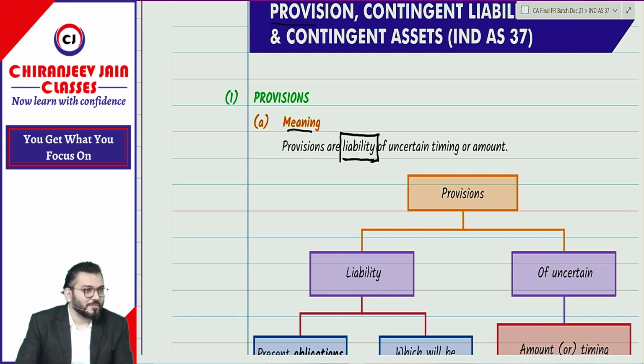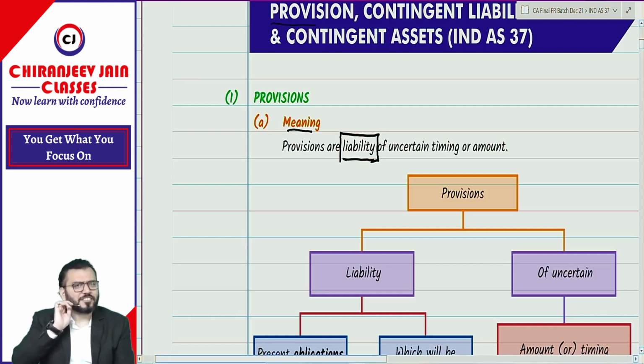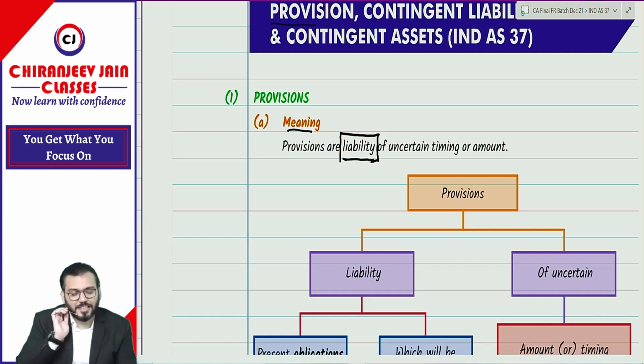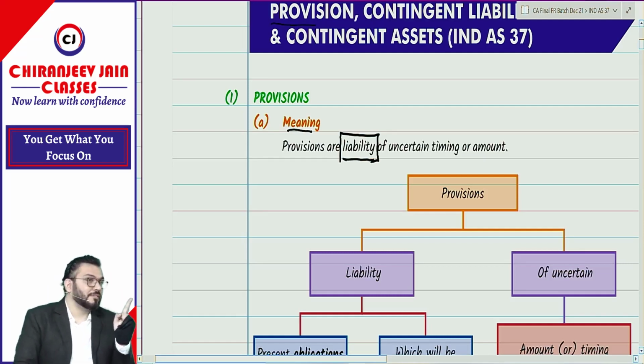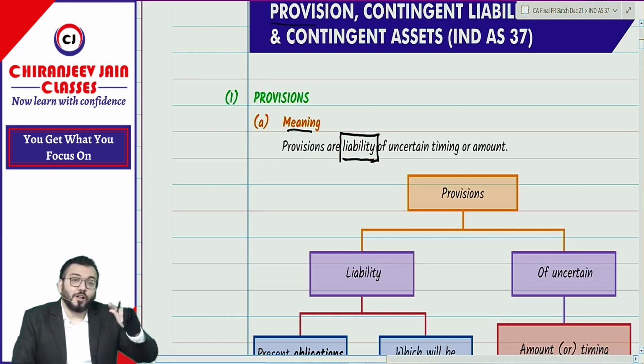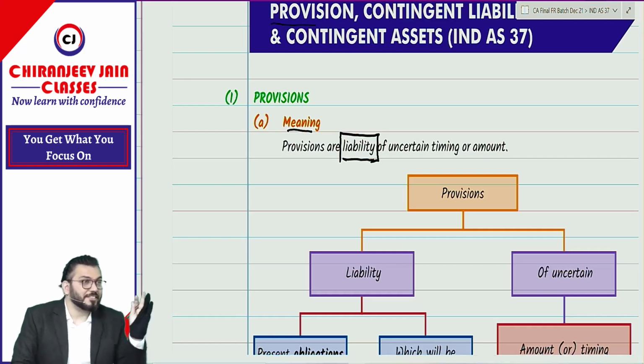Obligation to pay. Correct? This is the definition given by CA Foundation. At CA Inter, the definition should be done, but you have not done it. Let's see what the definition of liability is. A provision is a liability, but all liabilities are not provisions. But all provisions are liabilities.